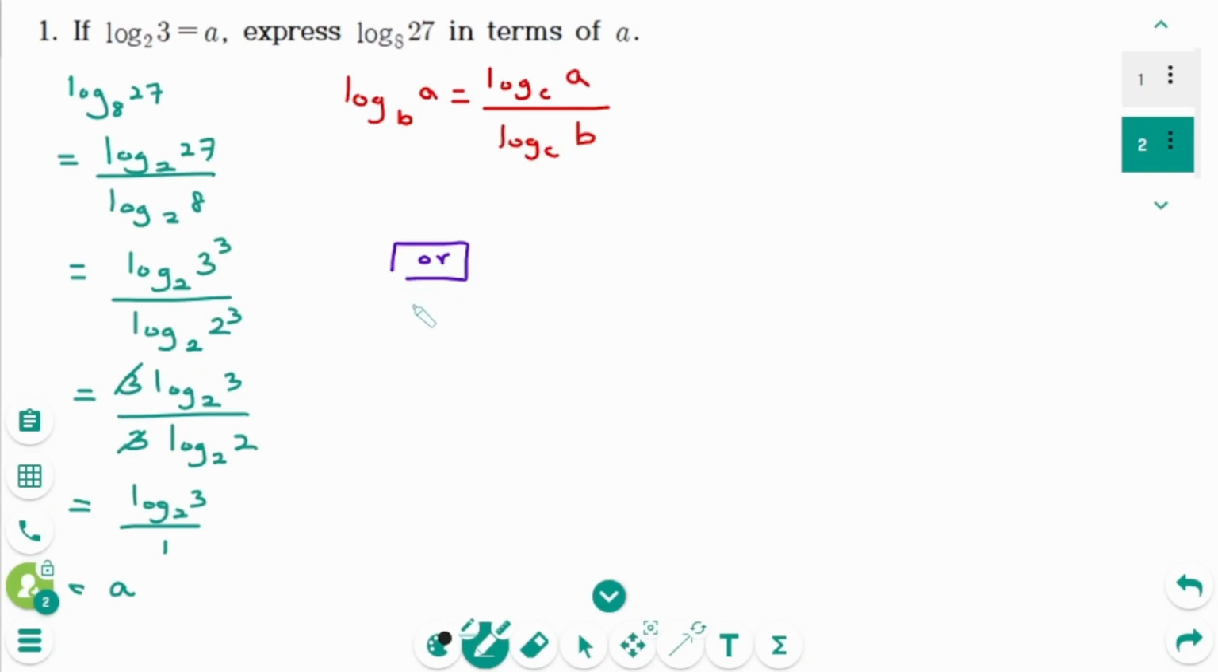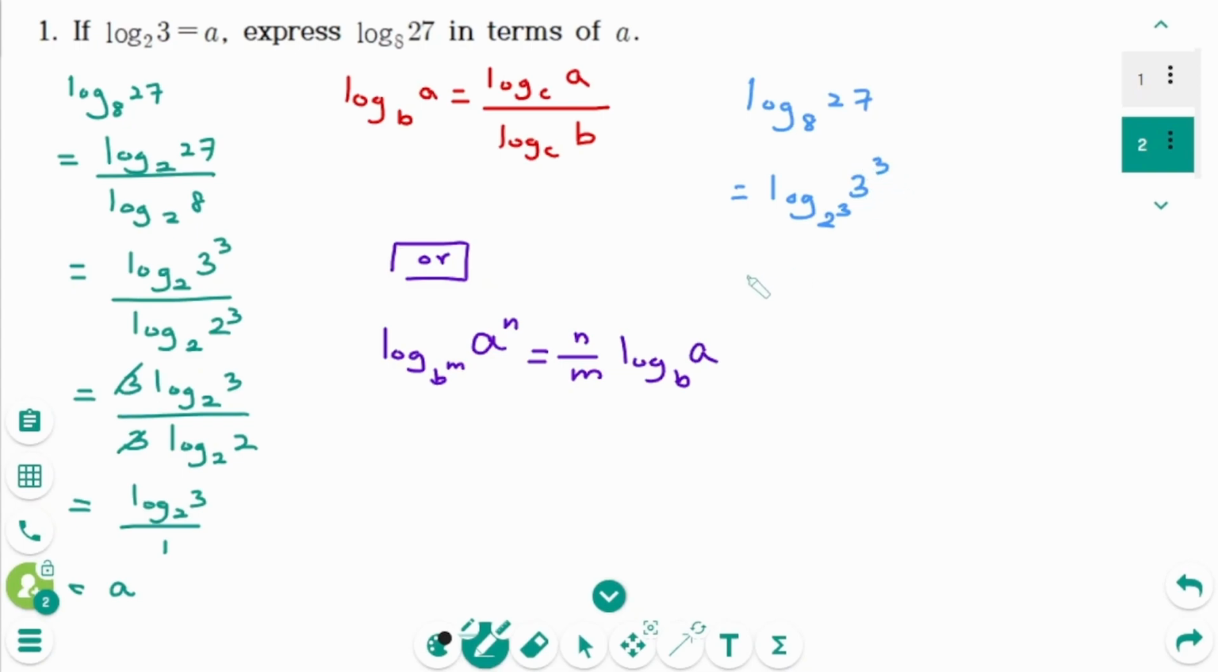Or use the formula log base b to the power of m of a to the power of n equals n over m times log base b of a. Then log base 8 of 27 equals log base 2 cubed of 3 cubed equals 3 over 3 times log base 2 of 3, then cancelled, this one equals a. So we have the same answer.